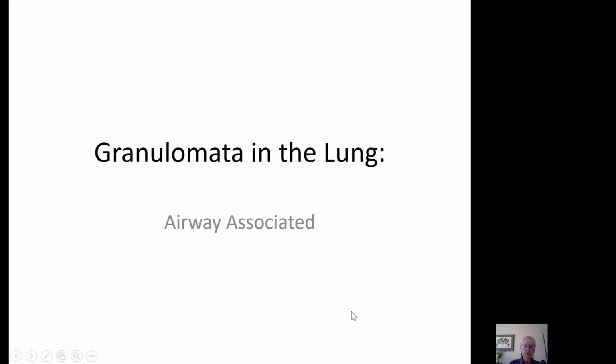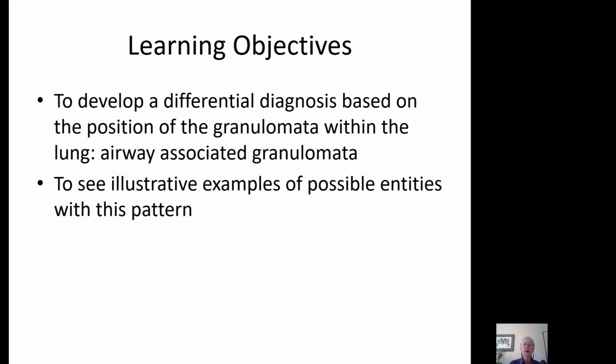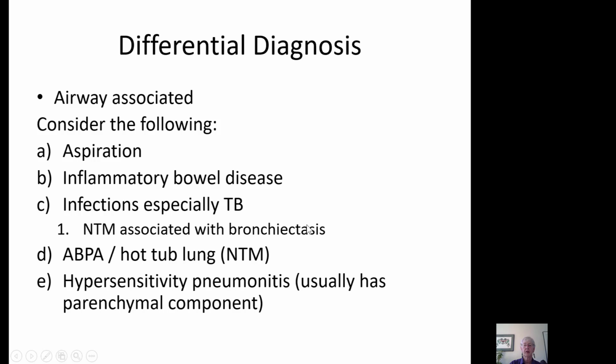This is part of the Lung Pathology and Easy Bites series. This section involves discussion of granulomatous inflammation, and this specific session involves the granulomata, which are predominantly airway associated. The learning objectives, therefore, are to develop a differential diagnosis when the granulomata are airway associated, and to see examples of the entities of this pattern.